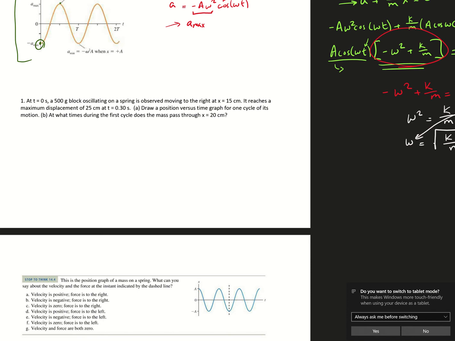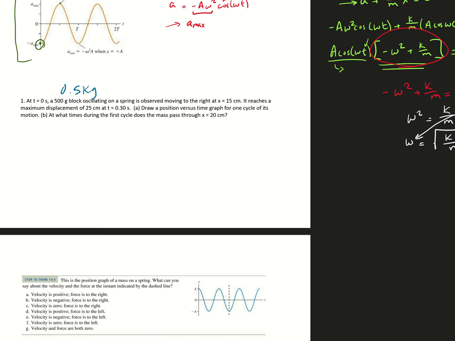So at time of 0, we've got a 500 gram, so a 0.5 kilogram block, oscillating on a spring that is moving to the right at x equals, I'm going to go ahead and convert that to 0.15 meters as well. It reaches a maximum displacement of 0.25. So if that's the maximum displacement, think about what that tells us. That would be the amplitude, right? And it tells us that that happens at a time of 0.30 seconds.